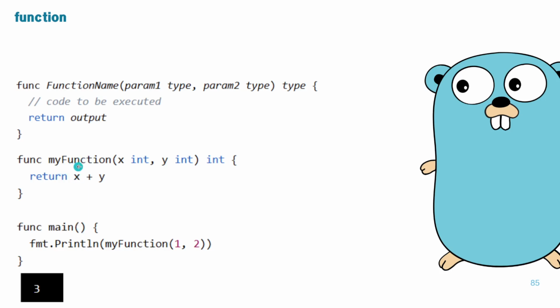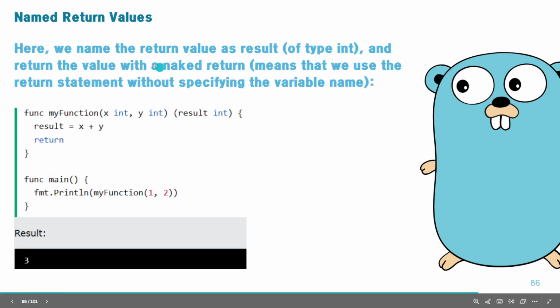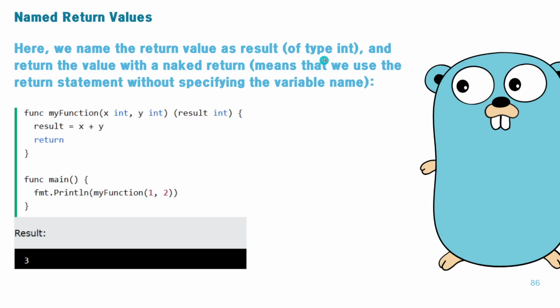Here, if you see, we have my function which returns the addition, which is of data type int, and here is a void function. Here we name the return value as result of type int, and return the value with a naked return, which means that we use the return statement without specifying the variable name.